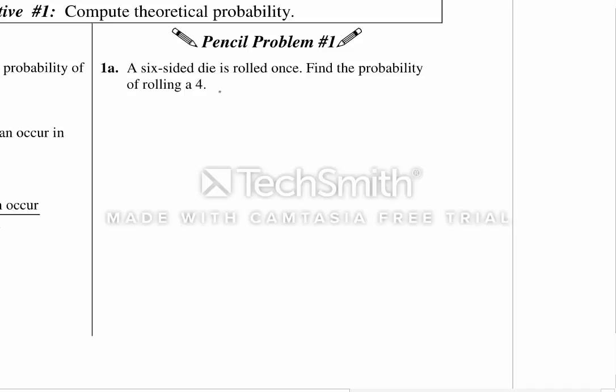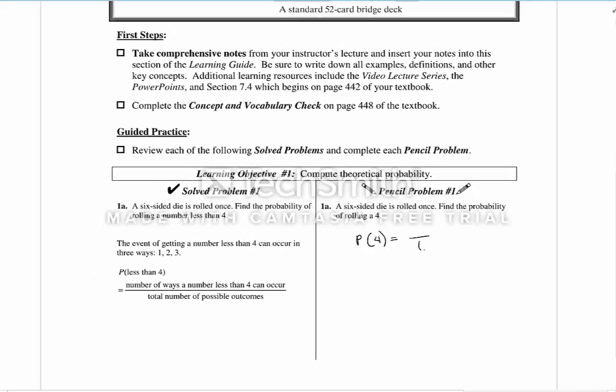It says a six-sided die is rolled once. Find the probability of rolling a 4. So we know that out of the 6 sides, only one of them is represented with a 4. So there's a probability of 1 out of 6 that you would roll a 4.